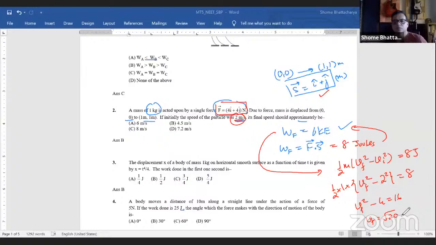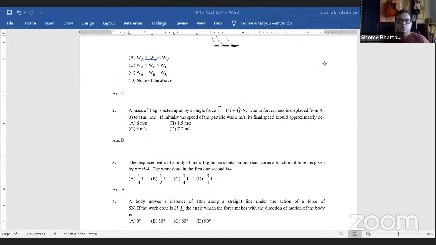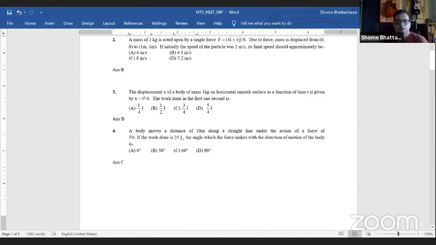So that will become the nearest one, which is approximate, is this. Okay, so this was also a direct application of work energy theorem. Now go through the third, fourth question. Let me know if anybody has a doubt in these questions.